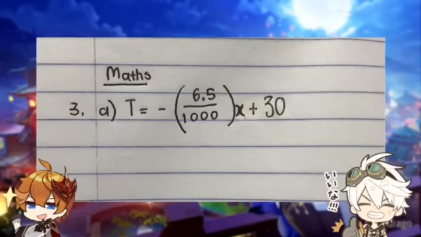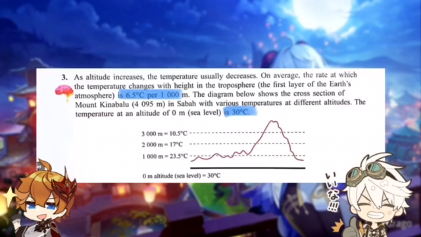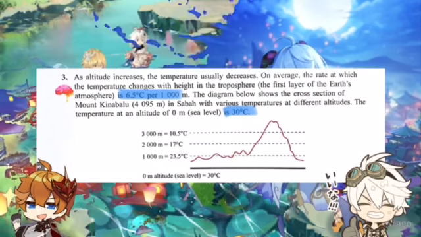For question A, the situation can be expressed as t equal to negative 6.5 divided by 1000 multiplied by x plus 30. For question B, we have to verify our answer in A. We got negative 6.5 times 1000 from the information given, where it said that the temperature decreases 6.5 degrees Celsius every 1000 meters. But we add 30 because the temperature at sea level is 30 degrees Celsius.